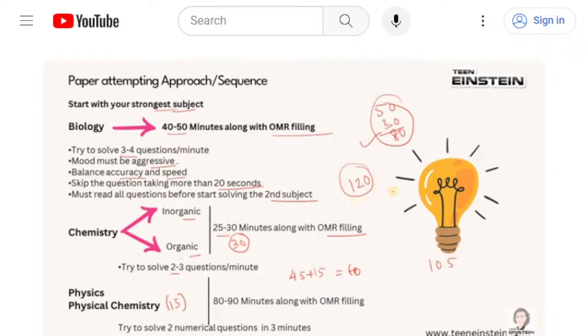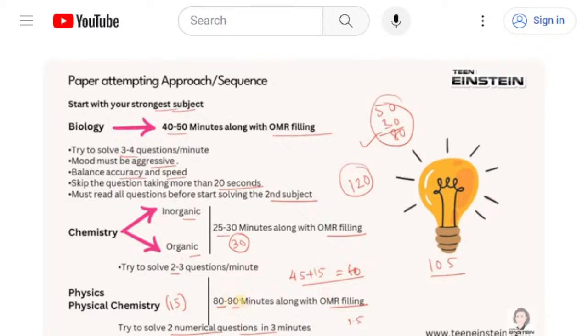Okay, so basically you will have 105 minutes, because 15 minutes for filling your details. So take 80 to 90 minutes along with filling the OMR to solve these 2 papers. In case of physics, you will have numerical as well as analytical information questions, same in case of physical chemistry also. So the numerical questions, you should be able to solve at least 2 numerical questions in 3 minutes. That means 1.5 minutes per numerical question. That will be actually optimal.